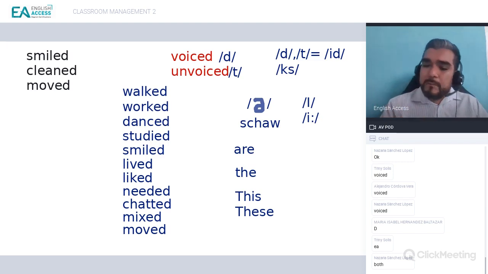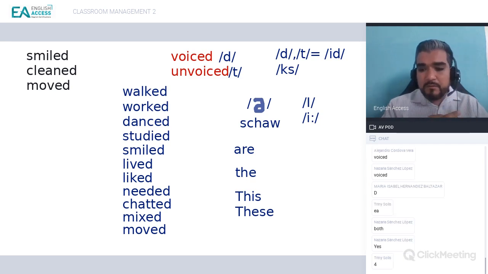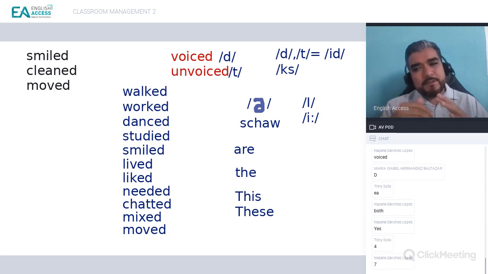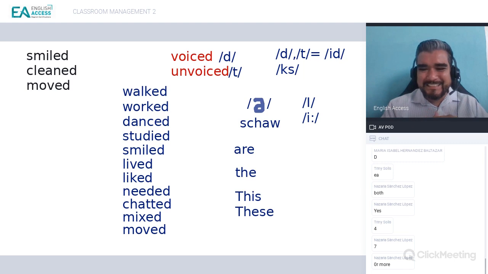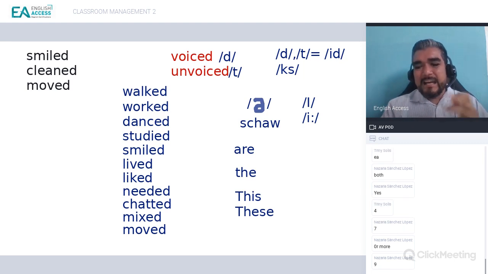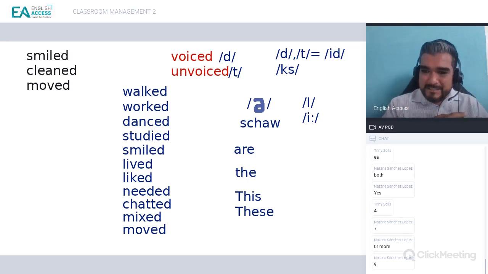Do you know how many multiple intelligences we have? Does anybody know? How many? No, we don't have four. We have many more. At the beginning, there used to be, yes, we have nine. Thank you, Nazaria. We have nine multiple intelligences, right?